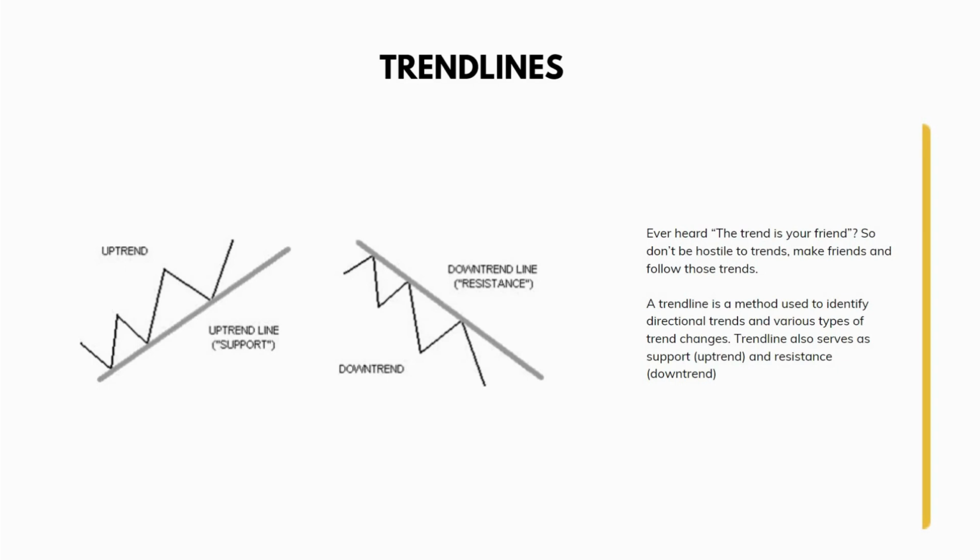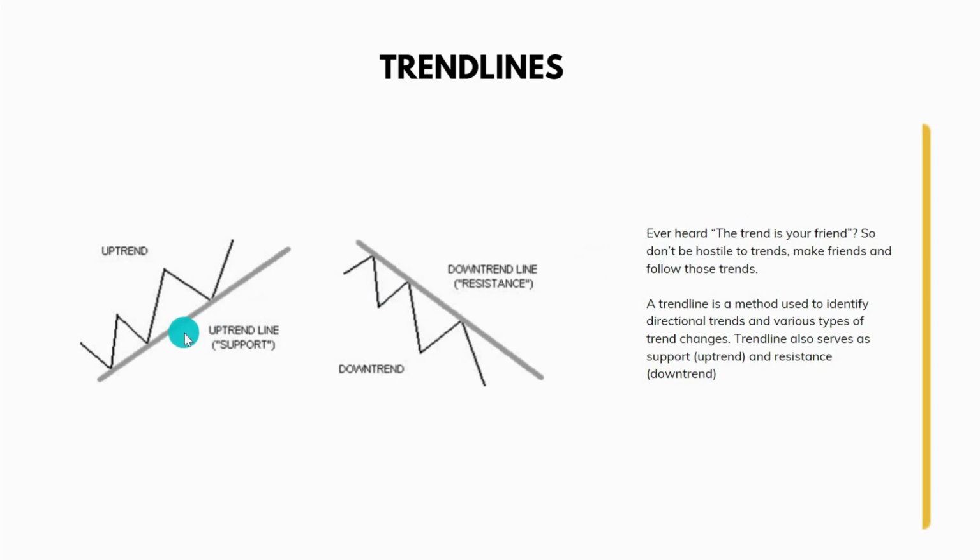Okay, in this topic, we discuss trend lines. What is a trend line? Ever heard the saying, the trend is your friend? So don't be hostile to the trend. Make friends and follow that trend. A trend line is a method used to identify directional trend and various types of trend changes. A trend line also serves as support for uptrend and resistance for downtrend.